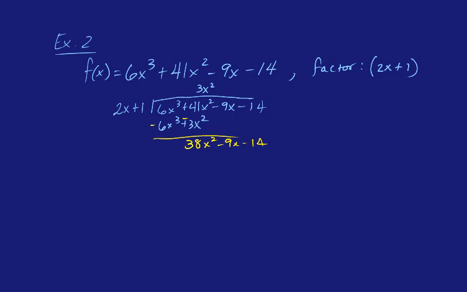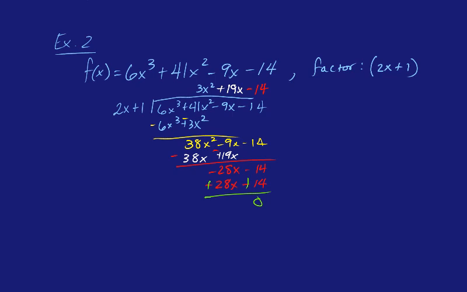And then kind of rinse and repeat, so that'd be plus 19x. And then that'd be 38x plus 19x, right? And then change the signs and add down. So now I'm sitting at negative 28x minus 14. And then that would be minus 14. And then multiply, that'd be negative 28x minus 14. Change the signs, add down, you get 0.